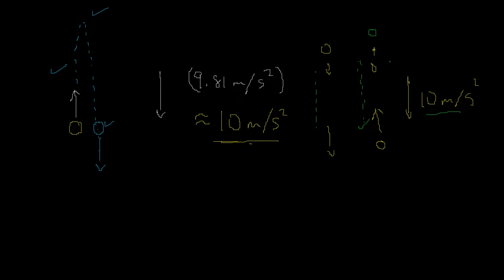So that's how we understand this statement, that the acceleration of free fall is always 10 meters per second squared, or to be precise, 9.81 meters per second squared, and that it is always downwards. So having clarified what this means, let's start with the first example.